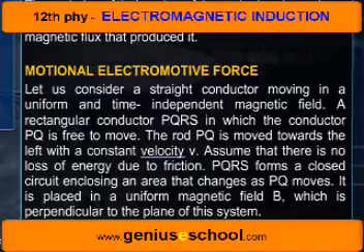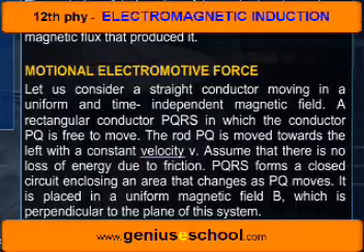Motional electromotive force. Let us consider a straight conductor moving in a uniform and time-independent magnetic field. A rectangular conductor PQRS in which the conductor PQ is free to move. The rod PQ is moved towards the left with a constant velocity v. Assume that there is no loss of energy due to friction.